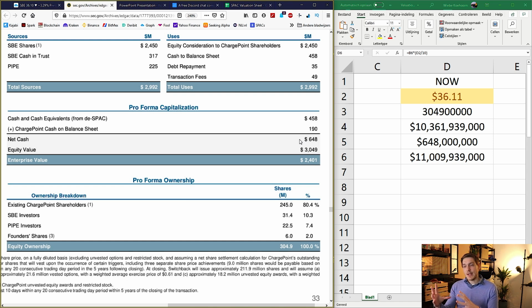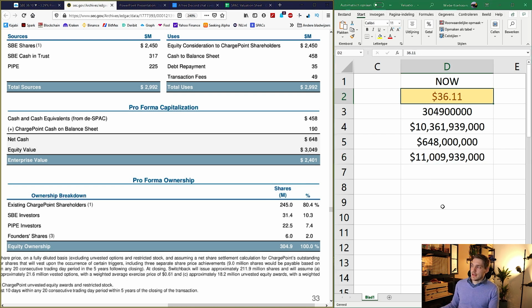So we can now say, okay, we have an equity value based on $10 per share. It's $3 billion, more or less. We have the amount of net cash, 648 million. If we take that equity value, subtract the amount of net cash, then you're going to arrive at an enterprise value. So again, 3.049 billion minus 648 million gives you an enterprise value of 2.401 billion.